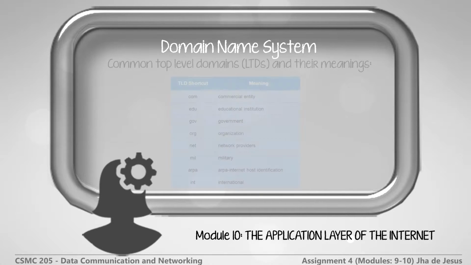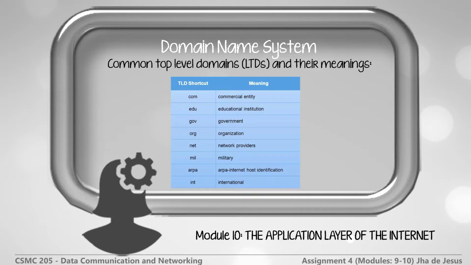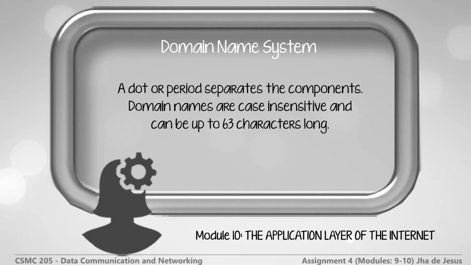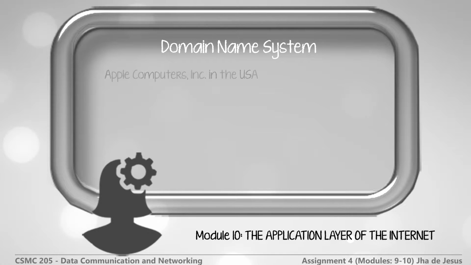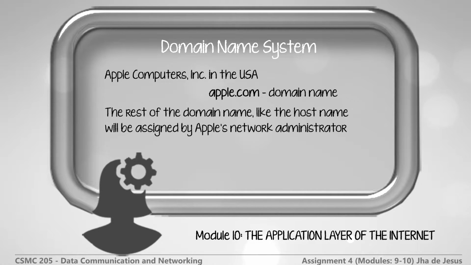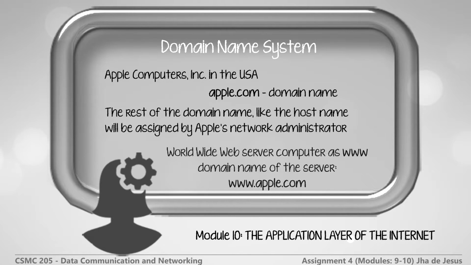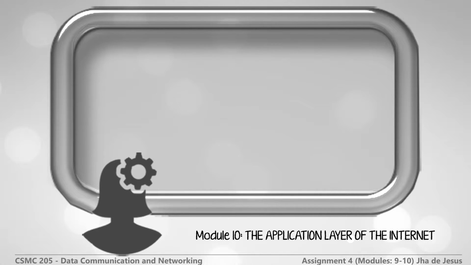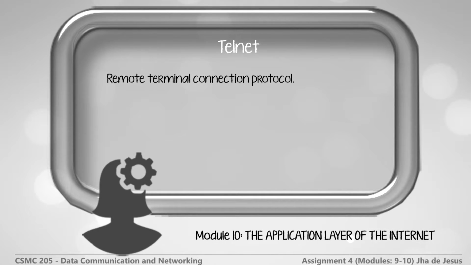Here are the common top-level domains and their meanings. A dot or period separates the components. Domain names are case-insensitive and can be up to 63 characters long. For example, for Apple Computers Incorporated in the USA, NIC will assign apple.com as its domain name. The rest of the domain name, like the host name, will be assigned by Apple's network administrator. Thus, if the company names its World Wide Web server computer as www, the most probable domain name of the server is www.apple.com.